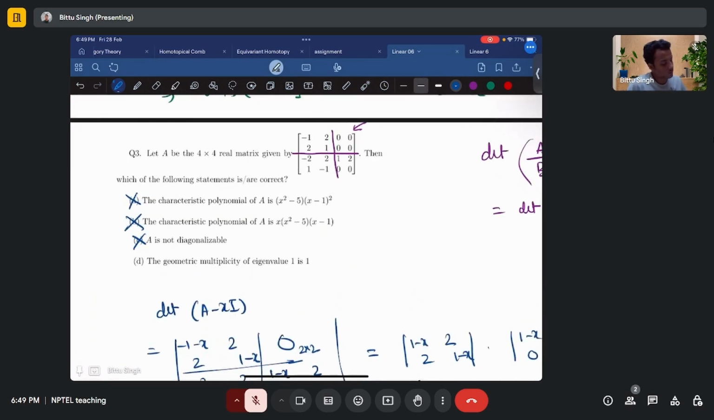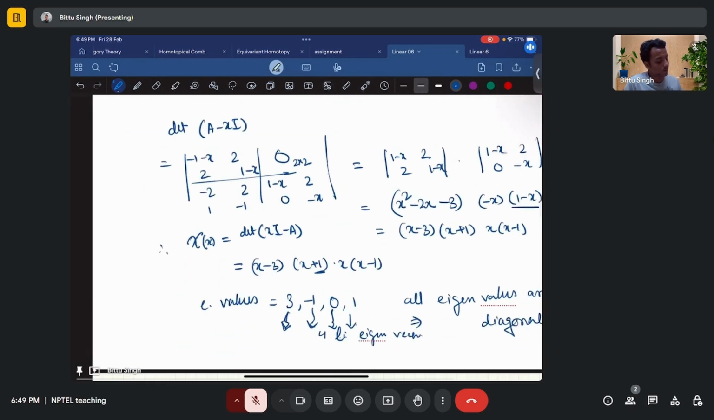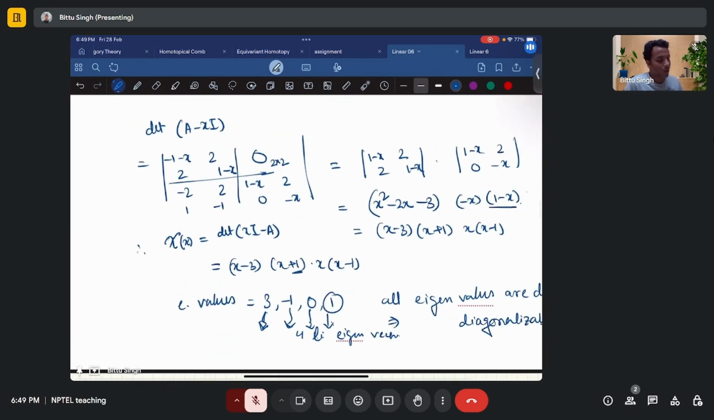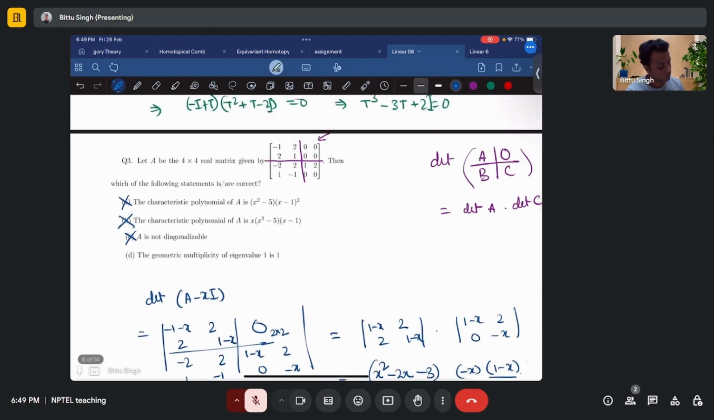Here you can see that the geometric multiplicity of 1 is always less than or equal to the algebraic multiplicity. So 1 occurs here 1 time, so the algebraic multiplicity of 1 is 1. So the geometric multiplicity is also 1. And the geometric multiplicity will always be at least 1, because we always have eigenvectors corresponding to any eigenvalue. So this is true, that the geometric multiplicity is actually 1.